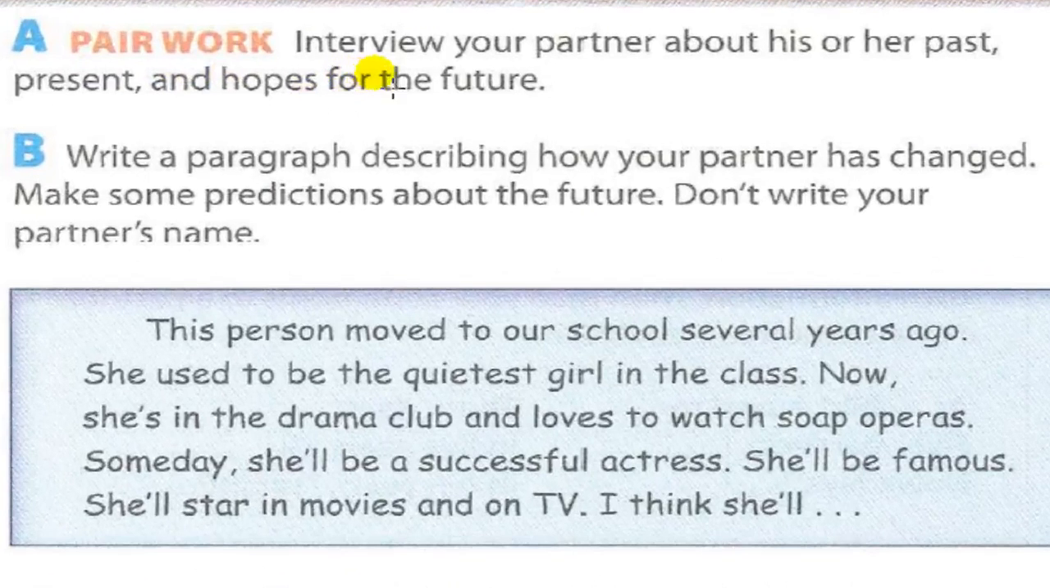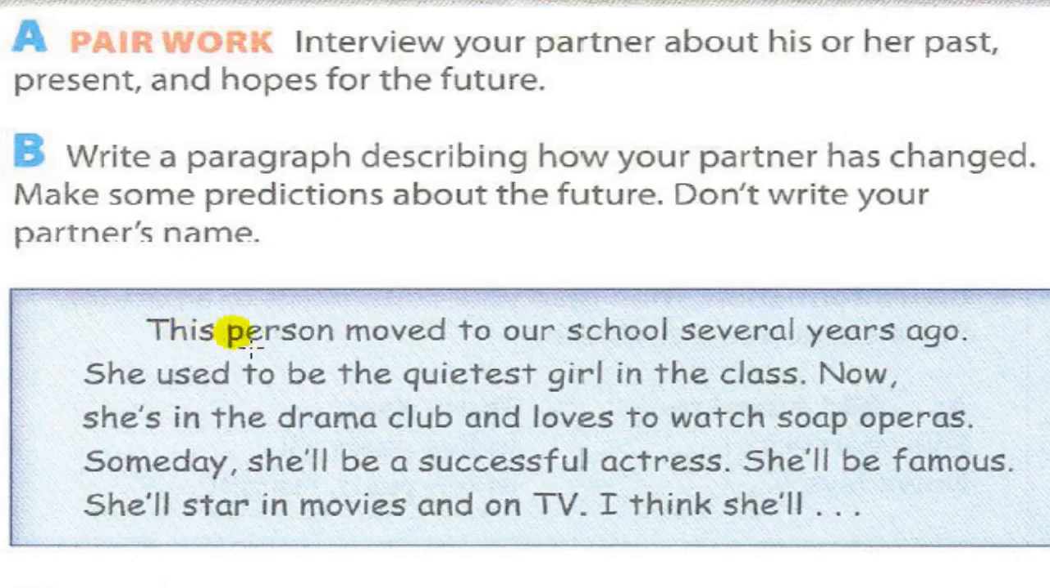Pair work. Interview your partner, interview your friend about his or her past, present, and hopes for the future. Start to talk to your friend about his past, present, and future. B. Write a paragraph describing how your partner has changed. Make some predictions about the future. Imagine what his future will be. Don't write your partner's name. Don't write your friend's name.